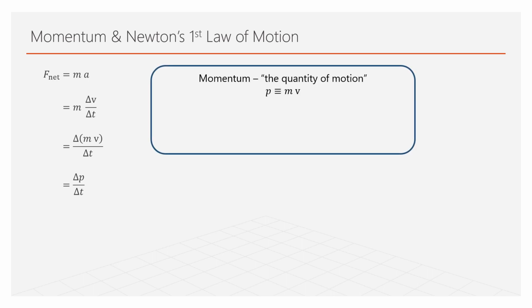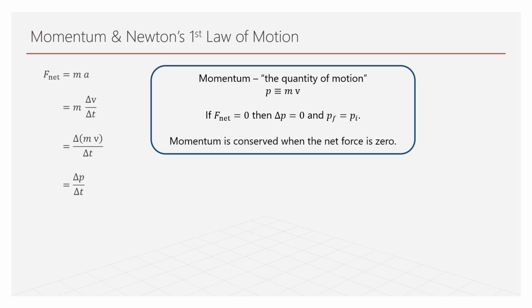Momentum is what Isaac Newton called the quantity of motion, and it is defined as mass times velocity. If it is the case that the net force acting on a particle is equal to 0, then it will therefore also be the case that its change in momentum is also 0. And so the final momentum will be equal to the initial momentum. This is called the conservation of momentum. Momentum is conserved, meaning it doesn't change, when the net force acting on a system is 0.